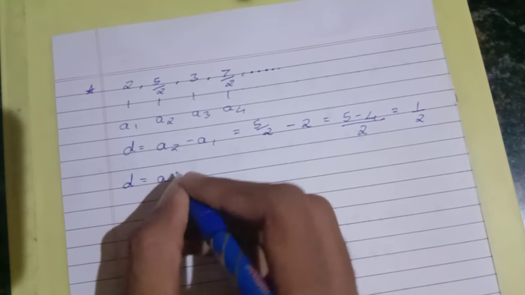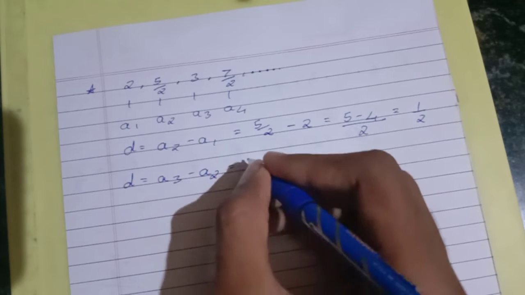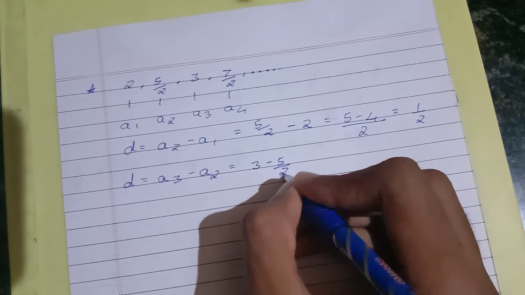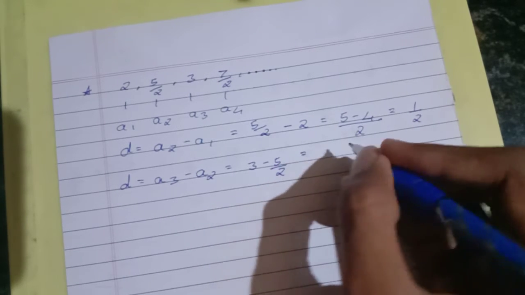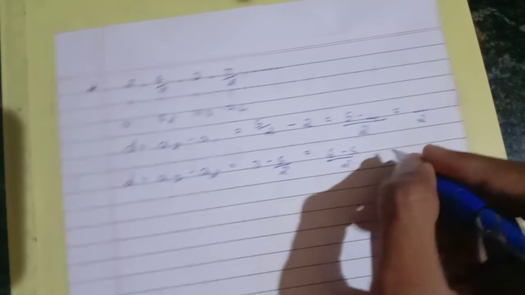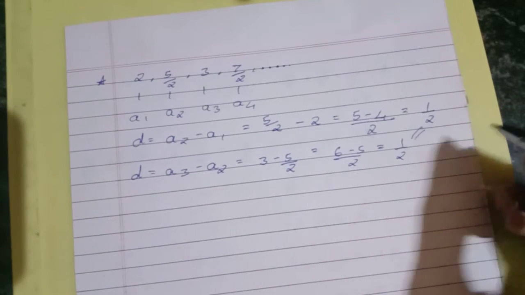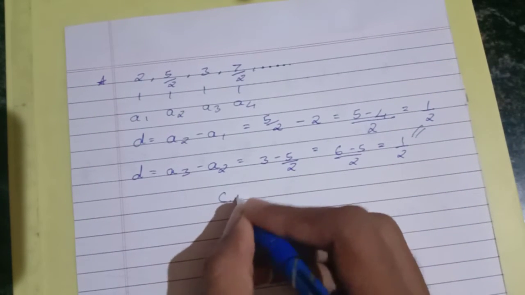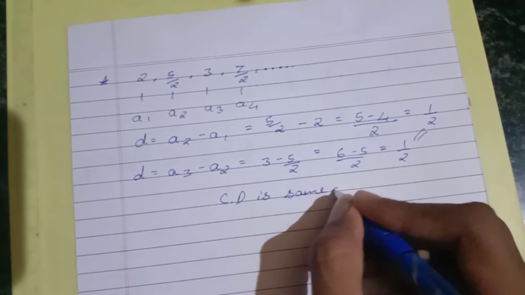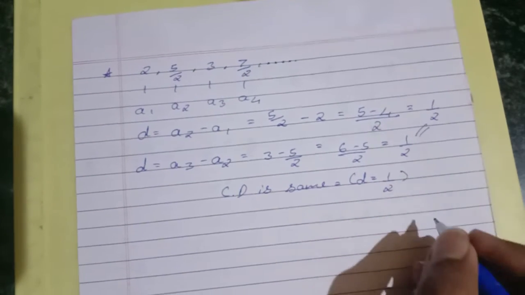D is equal to A3 minus A2. A3 is equal to 3 minus 5 by 2, A2 is equal to 5 by 2. 2 3s are 6. 6 minus 5 by 2 is equal to 1 by 2. Here the common differences are the same. So we should find the next 3 terms. The common difference is the same. D is equal to 1 by 2 or half.